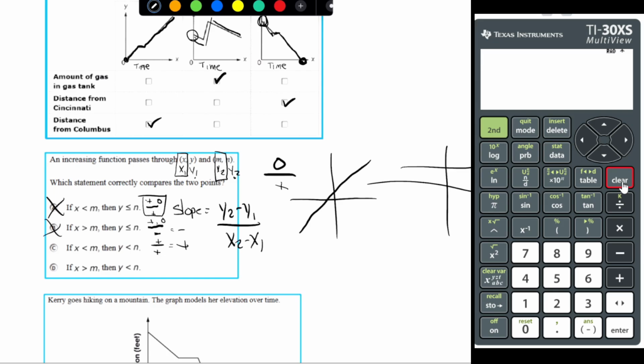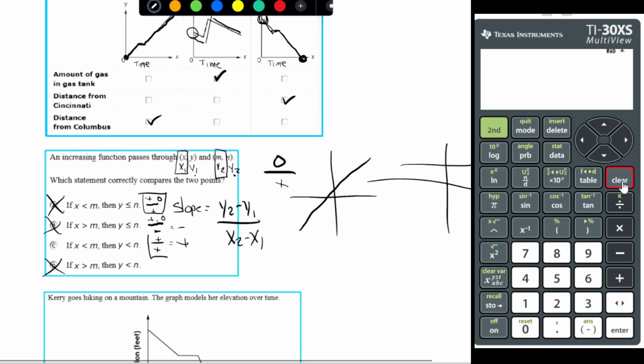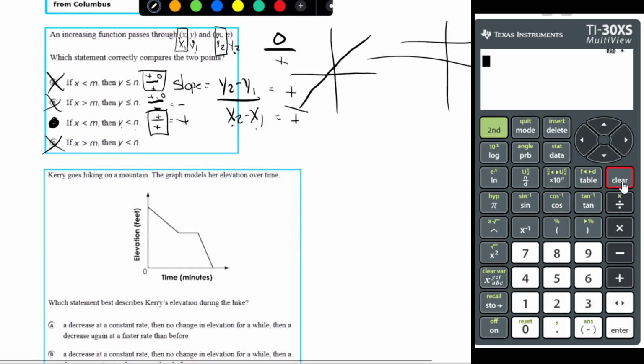B results in a negative. D results in a negative. The only thing that results in a guaranteed positive is that if your x is less than your m, so your x2 is bigger than your x1, that produces a positive number, then your y is less than your n. That means your y1 is smaller than your y2, which also produces a positive number. So it's C. Ooh, they got me on that one. That's a tricky question.